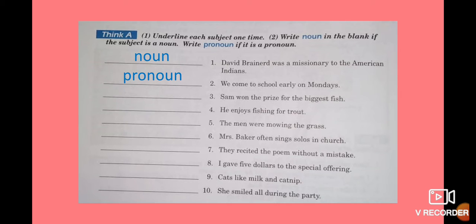Number three, Sam won the prize for the biggest fish. The subject of the sentence is Sam. This is a proper noun, so we classify it as a noun. Number four, he enjoys fishing for trout. The subject is the pronoun he, so we write that this is a pronoun. Number five, the men were mowing the grass. The subject is men. This is not a pronoun, so we write that it is a noun.